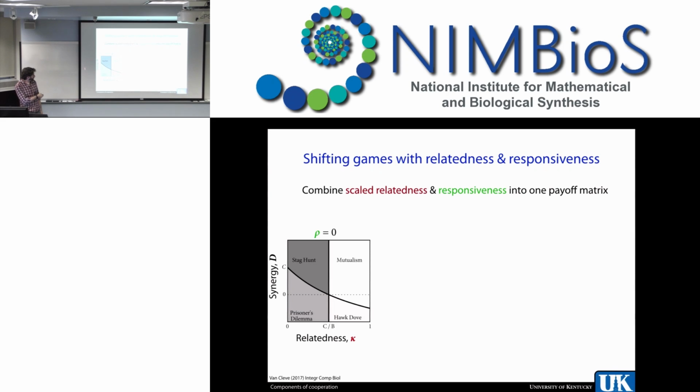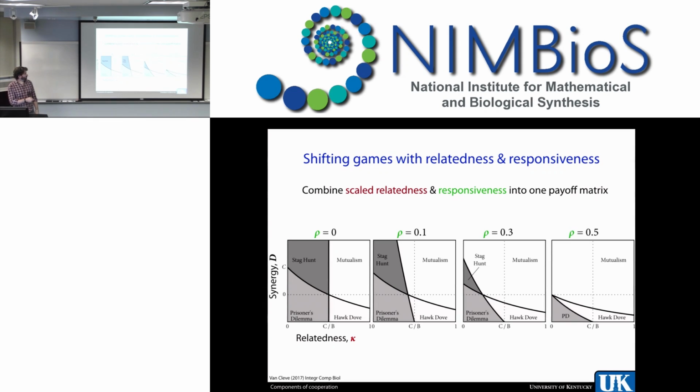It's bigger and more complicated than the previous ones. But again, you start off with, for example, no responsiveness. This is now that graph we saw before as a function of relatedness and synergy. You can increase the level of responsiveness, say, all the way up to 0.5, and see how those different regions change. Not surprisingly, the biggest pattern is that if you include more relatedness and more responsiveness, two mechanisms which can generate cooperation, you make most of this parameter space into a mutualism.